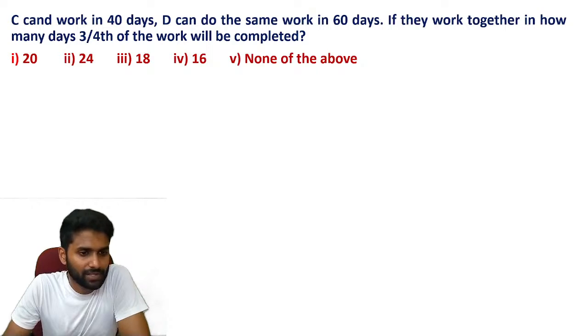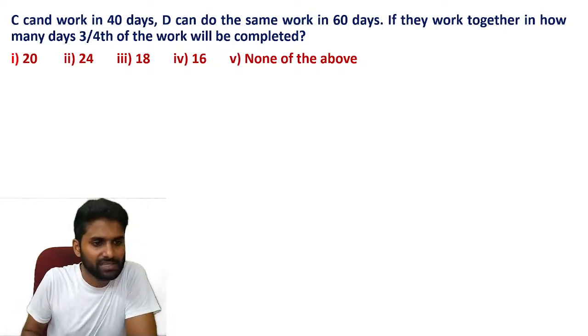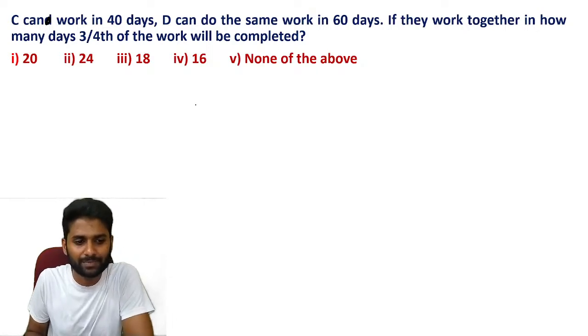Now here the question. C can complete the work in 40 days. D can do the same work in 60 days. If they work together, in how many days will 3/4 of the work be completed?